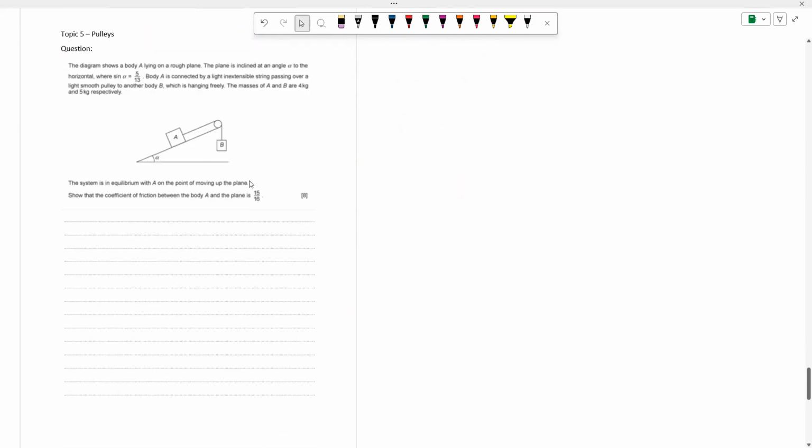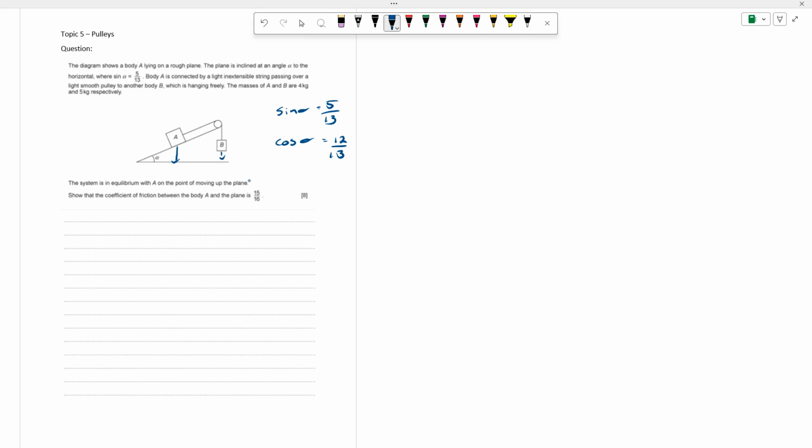Okay, then last one, pulleys. It's pulleys and friction, this one. Diagram shows the body A lies on a rough plane. So again, it's rough. The plane is inclined at alpha, where sine alpha is 5 over 13. Now, I only really need to know what cos alpha would be, which would be 12 over 13 if I'm using my right angle triangles.